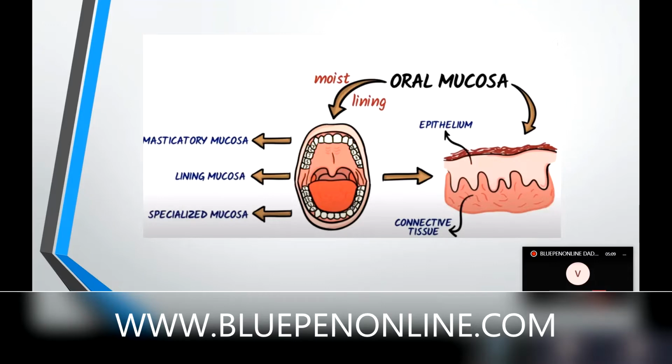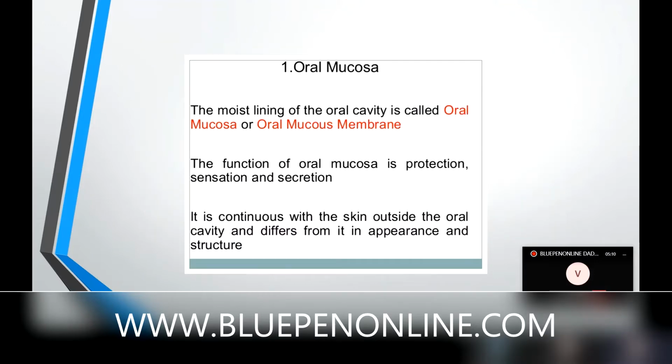So next, what is oral mucosa? The moist lining of the oral cavity. The functions of oral mucosa are protection, sensation, and secretion. It is continuous with the skin outside the oral cavity and differs in appearance and structure. So the oral mucosa lining the oral cavity continues outside, but it varies in structure and appearance. Up to the vermilion border, what we have is called the oral mucous membrane. Clear?